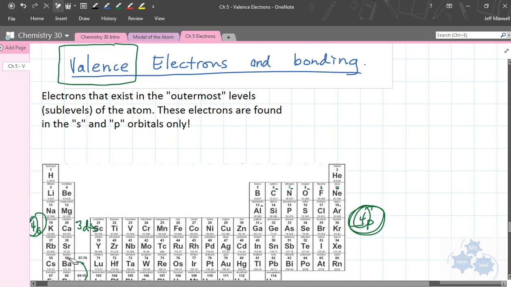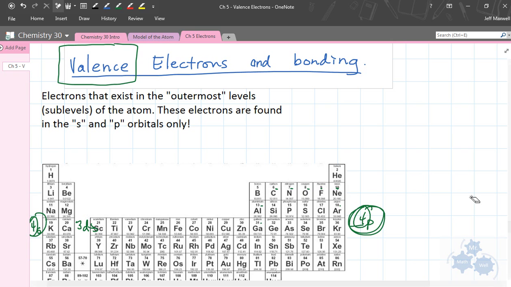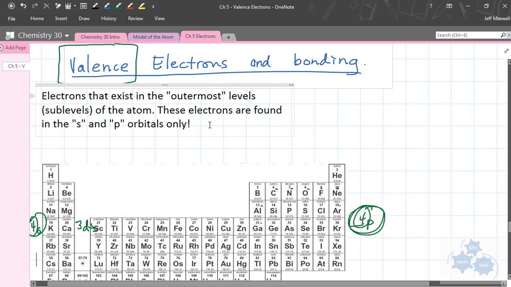Consequently, these electrons are the ones that are involved in bonding. So we talk about ionic bonds, right? That's due to opposite charges and electrons being transferred. Those electrons involved in bonding are the valence electrons. So let's add that to our notes. These electrons are also the ones involved in bonding. So chemical bonding, of course.